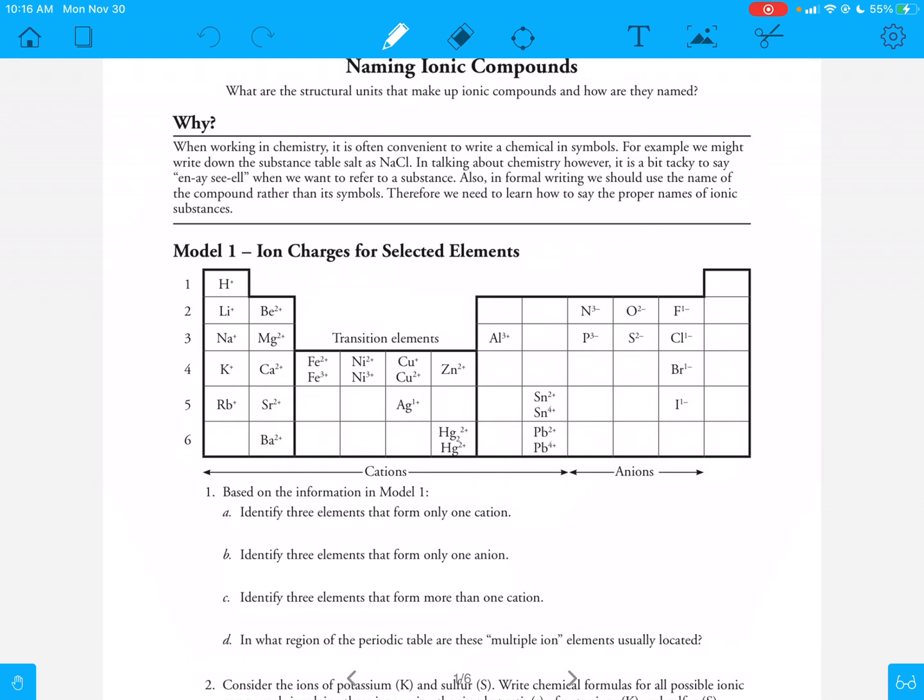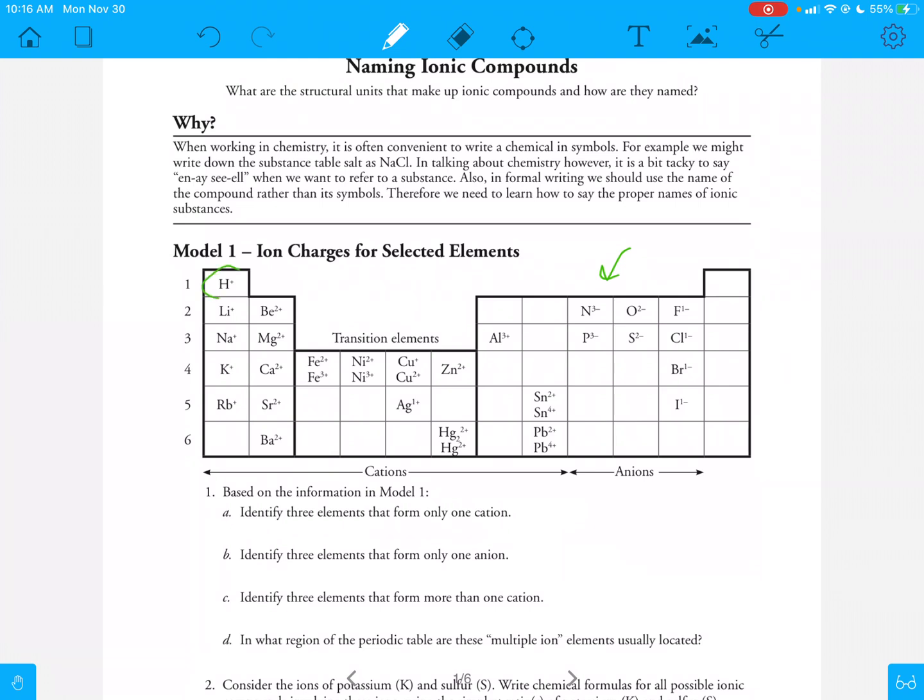We're just trying to build a nice foundation here so that when you actually can write ions into ionic compounds and things like that, you know what you're doing. So anyway, what I have here is a model, ion charges for selected elements. This isn't the entire periodic chart, it's just a few things, okay?